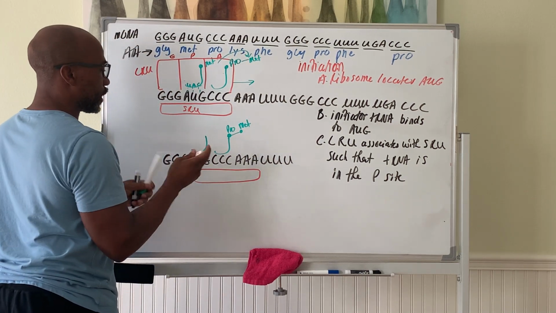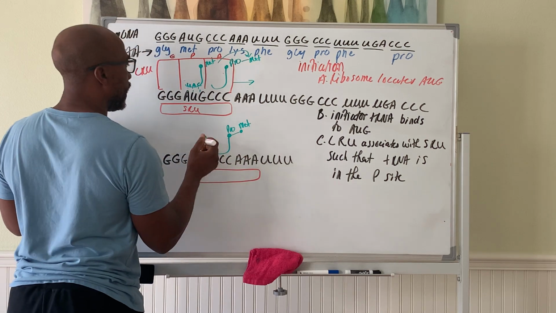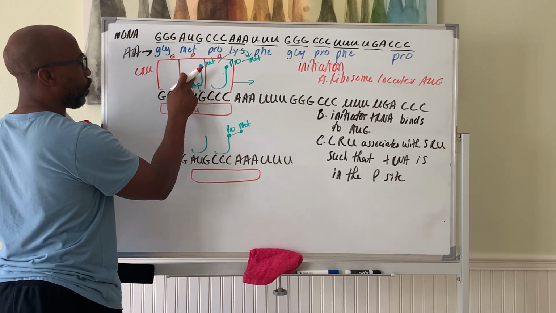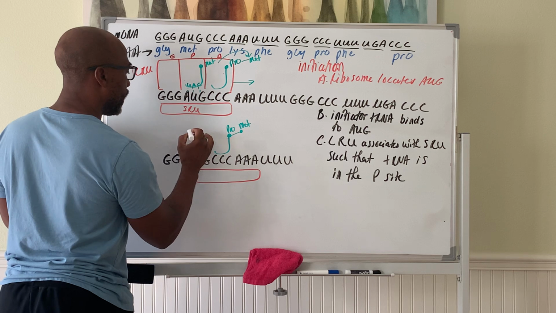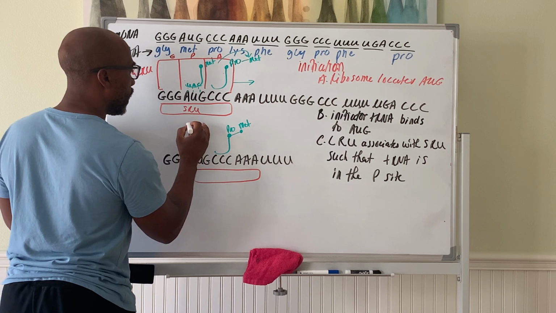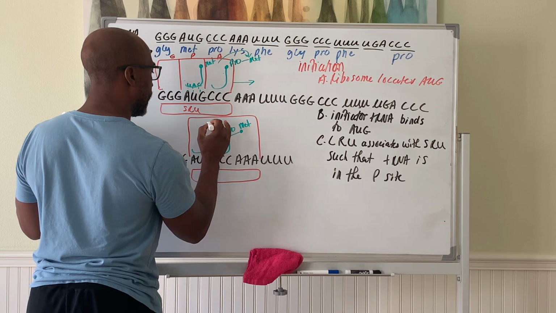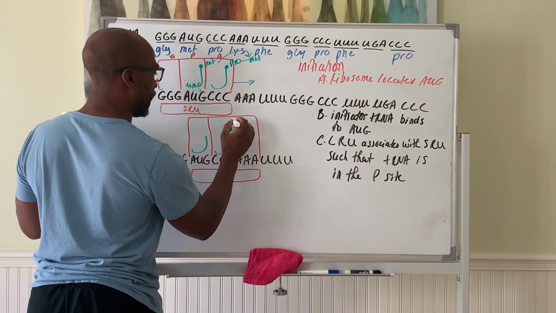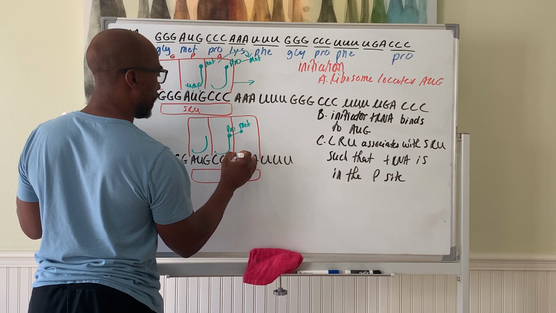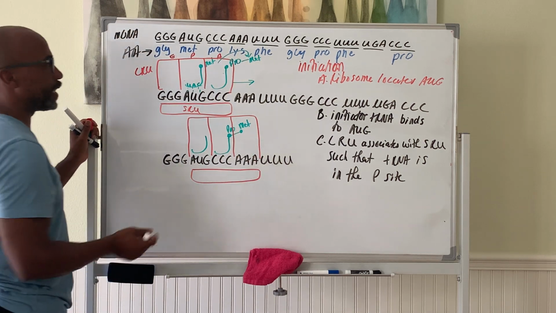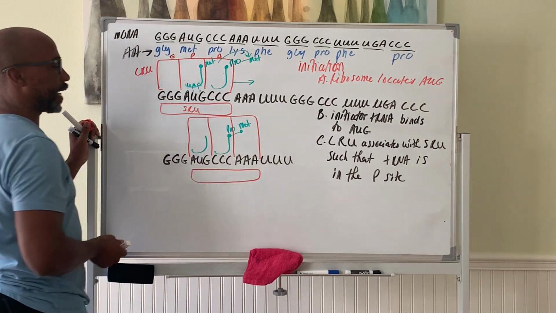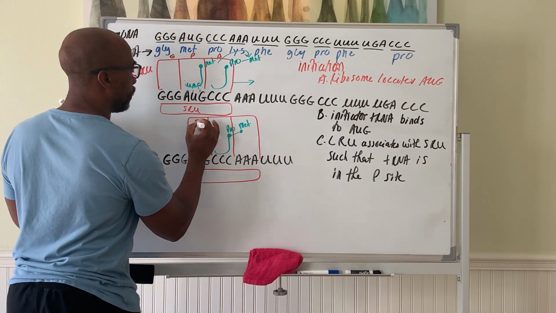And now, because it's split this way, the tRNA that was in the P site ends up in the E site. And the tRNA that was in the A site is now in the P site. So again, you call it EPA.